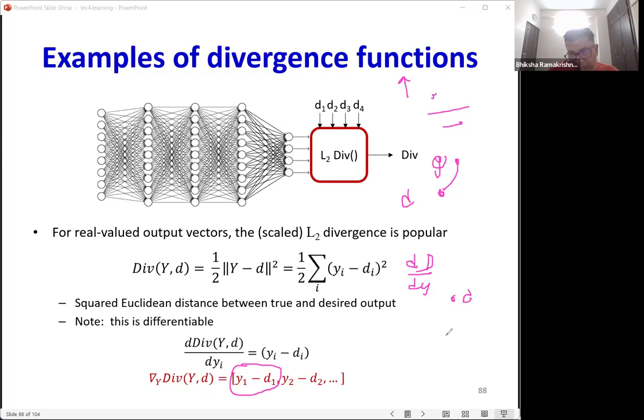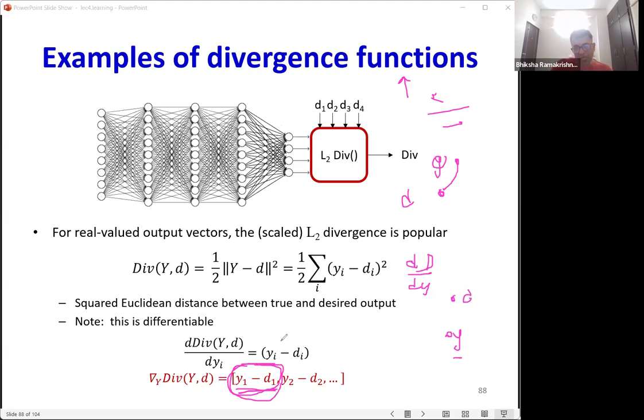If this is D and this is Y, do you want to increase Y or decrease Y? So basically you want to say that increasing Y decreases the divergence, correct? Will the slope be positive or negative? Negative. Y is below D. This is going to be negative, right? Yes. And so this also satisfies.